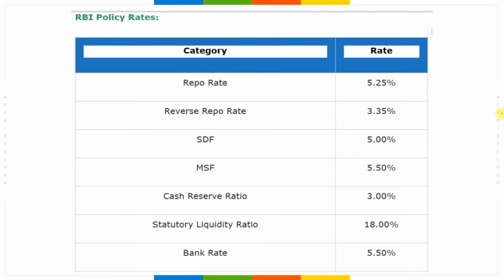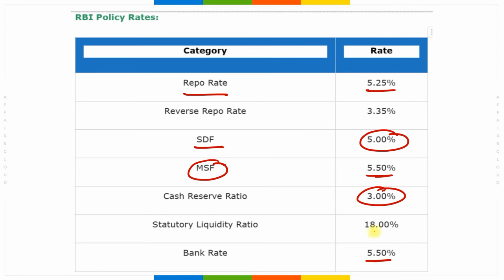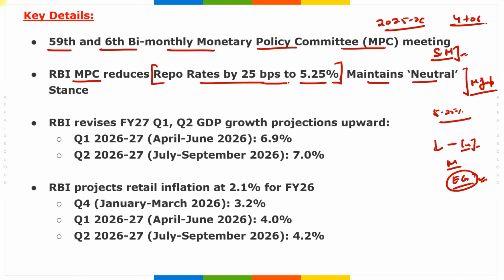So you can see other rates, repo rate is now 5.25%. Consequently, the standing deposit facility rate shall stand adjusted to 5%, and the marginal standing facility rate and the bank rate is at 5.50%. Cash reserve ratio 3% and statutory liquidity ratio is 18%. And reverse repo rate 3.35%. You have to remember these facts. These are very important for banking students.